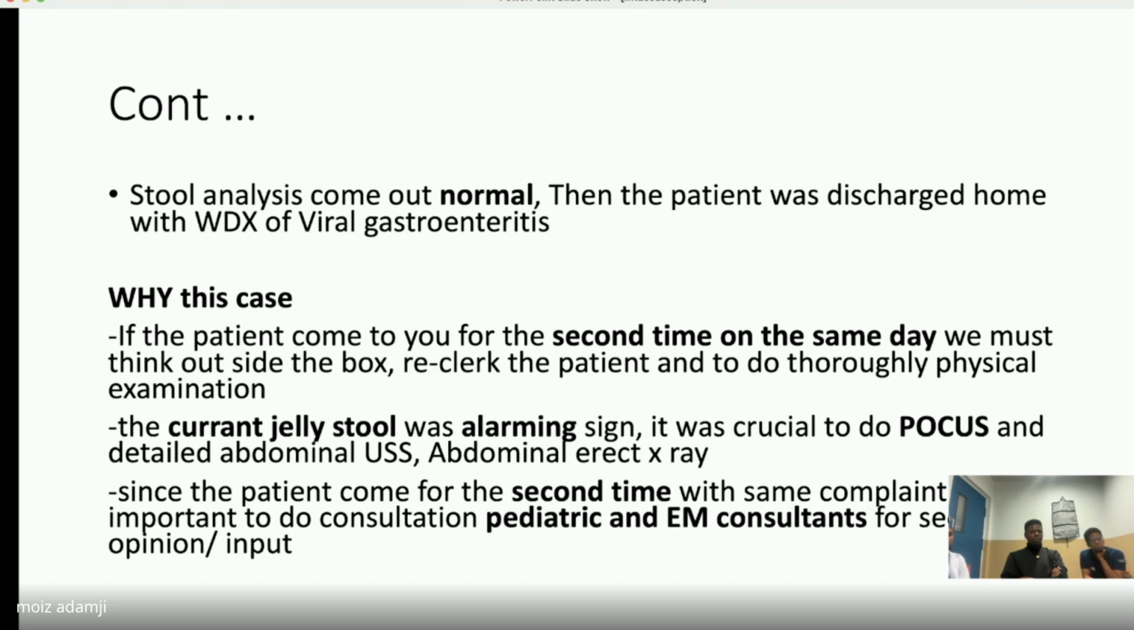Unfortunately, a 2-month-old never came back, died. So the age, 6 months to 6 years, that's the point number 1 to really remember. That's number one. The triad: abdominal pain.